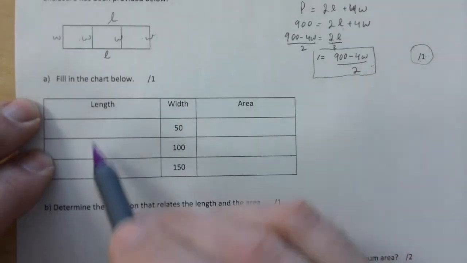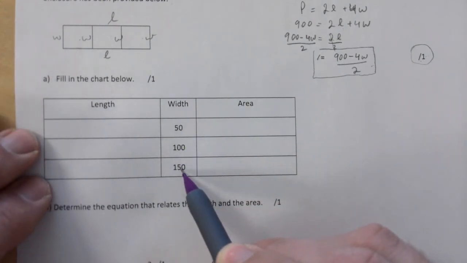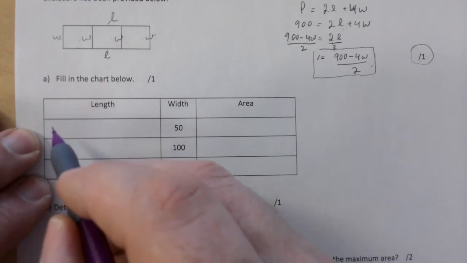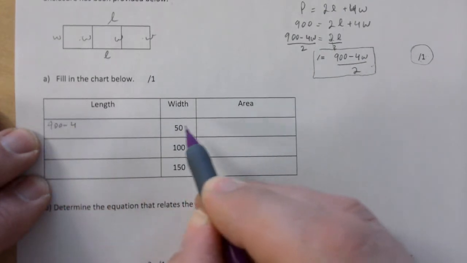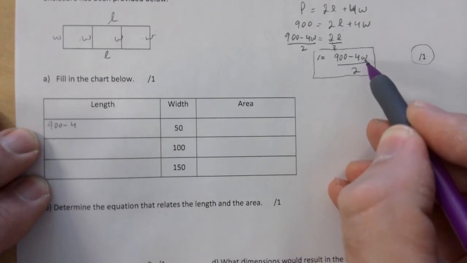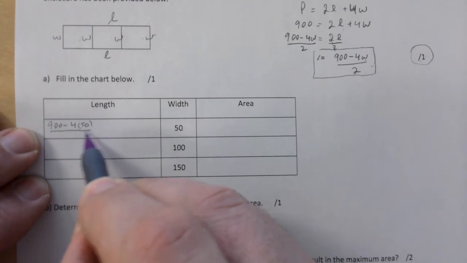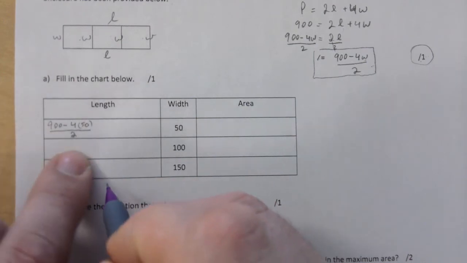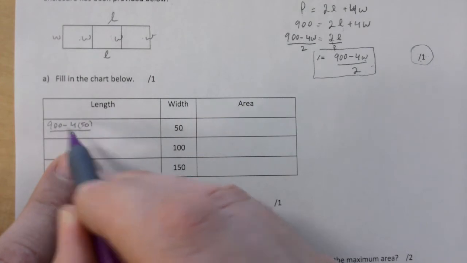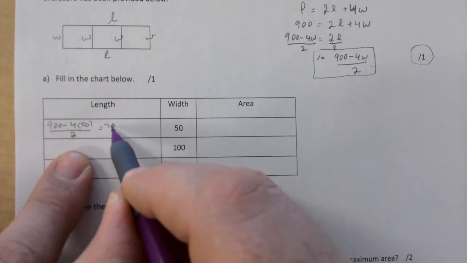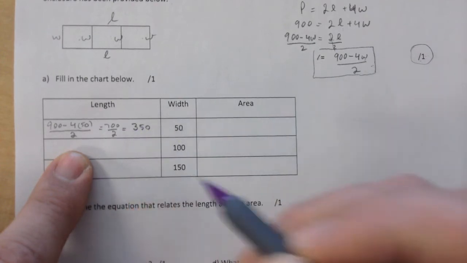You get 1 mark to fill in this chart. And I give you the widths already, so you didn't have to come up with them. So in this case, the length here would be 900 minus 4 times 50, right? We need to plug in 50 there. And don't forget to divide by 2. So 900 minus, this is 200 here, so that'd be 700 over 2, which ends up being 350.